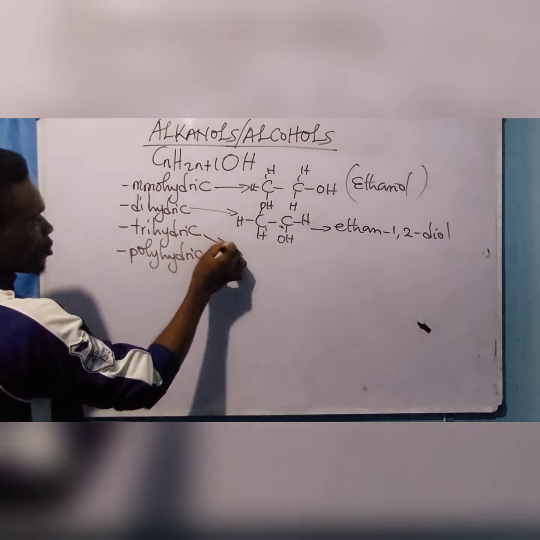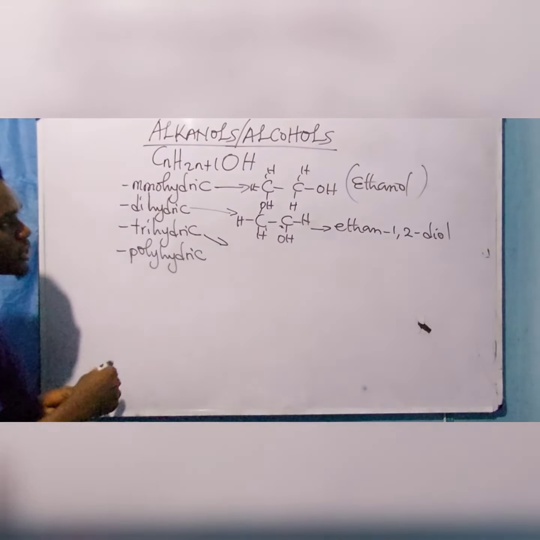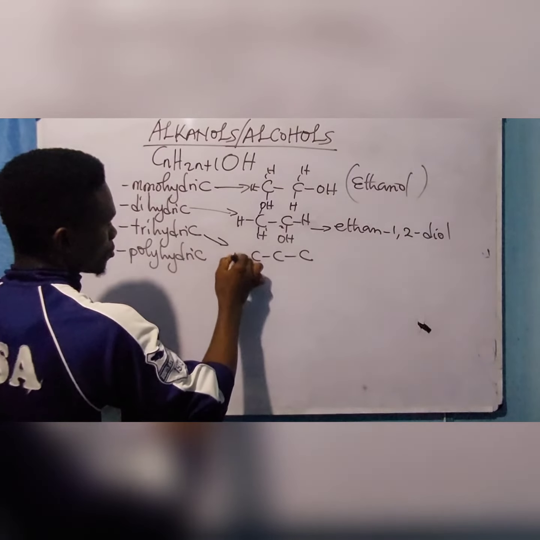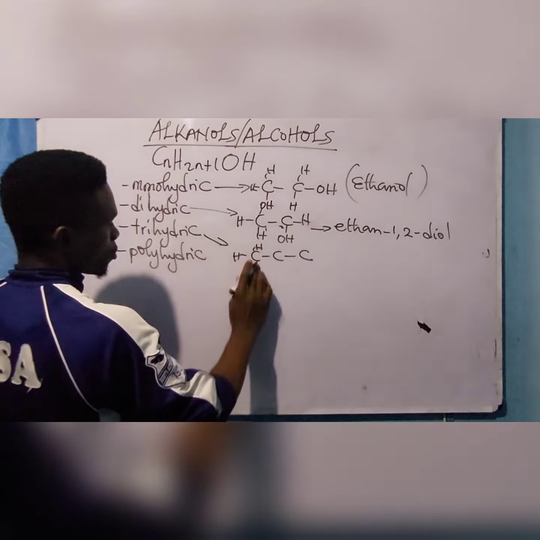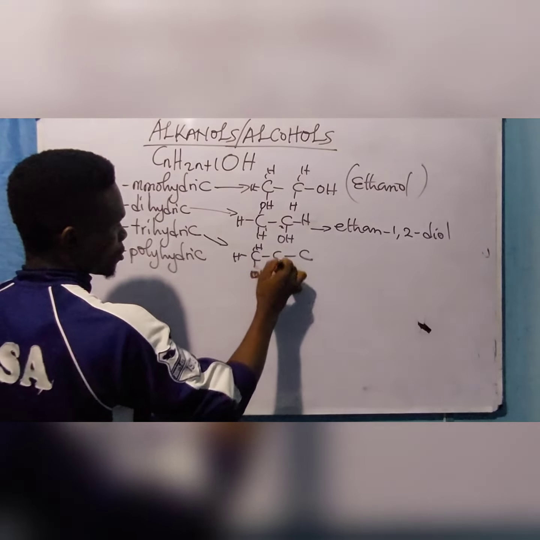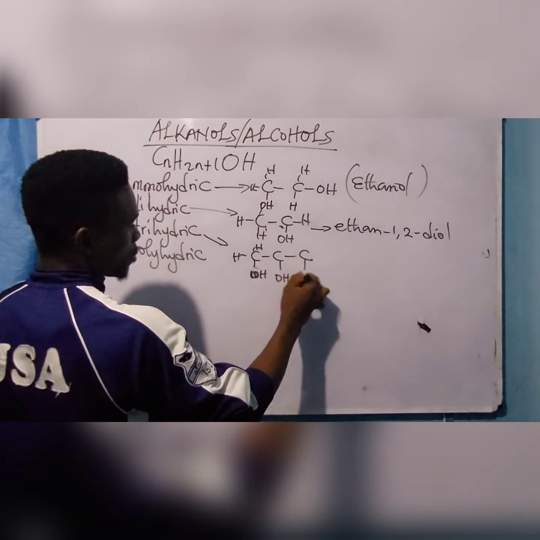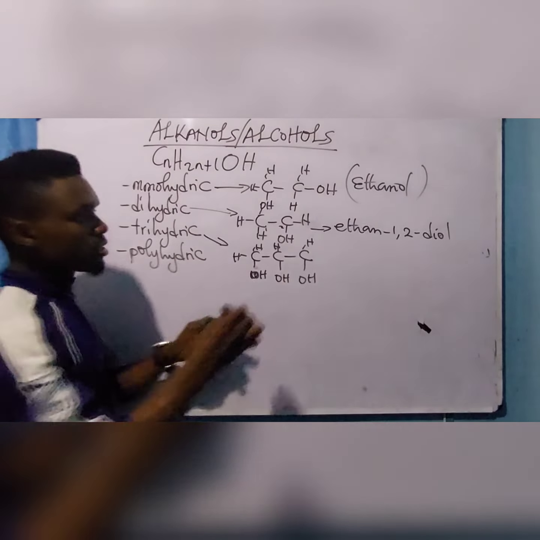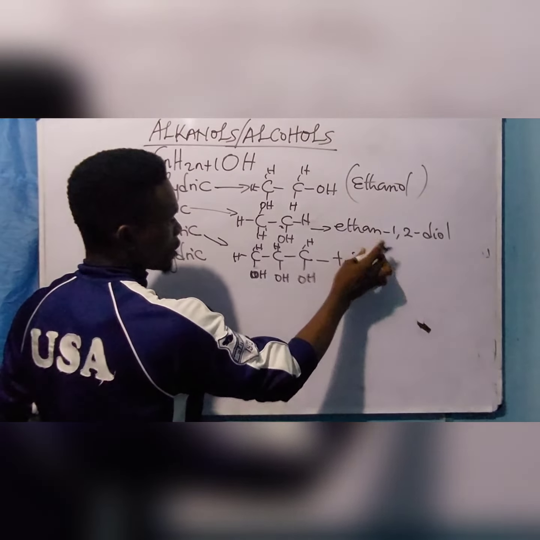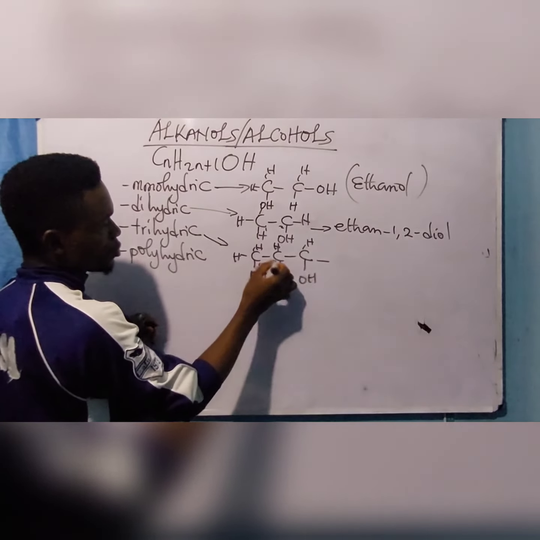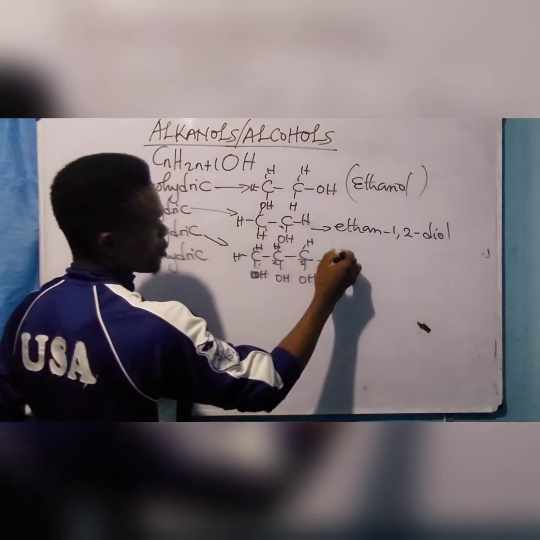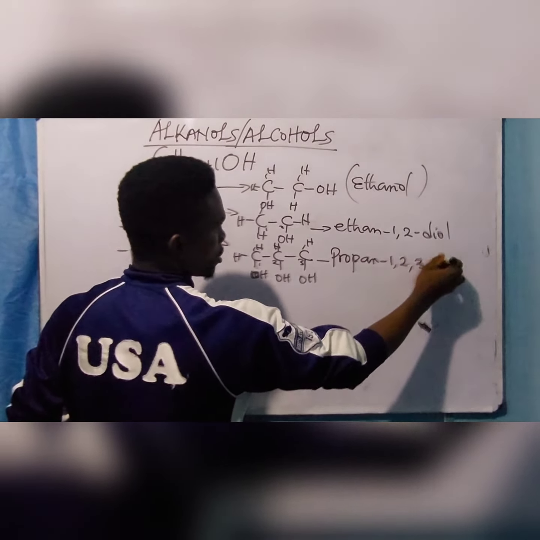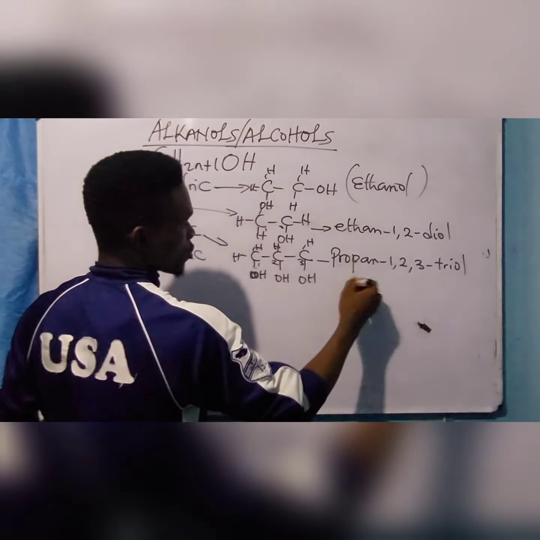The trihydric alcohol has three hydroxyl groups present in it. You have OH, you have OH. Alright. Now, this one that has three hydroxyl groups present in it is called what? A trihydric alcohol. And this compound, you have 1, 2, 3. This becomes propane 1, 2, 3 triol. Now, this is otherwise called what? Glycerol.